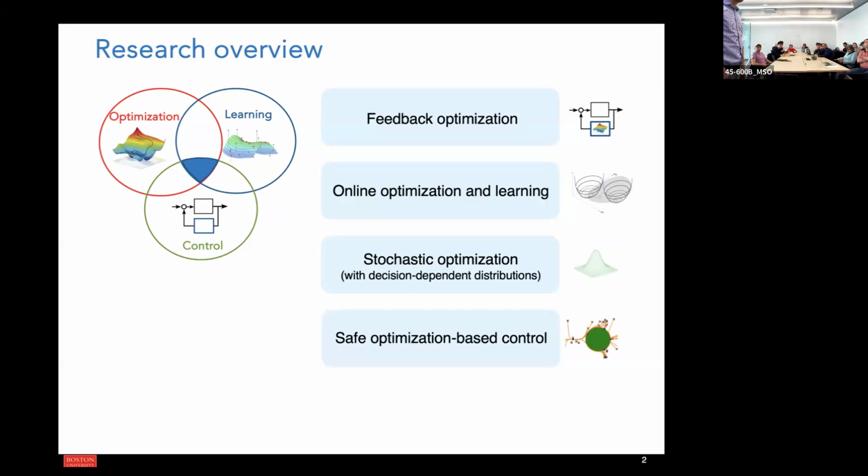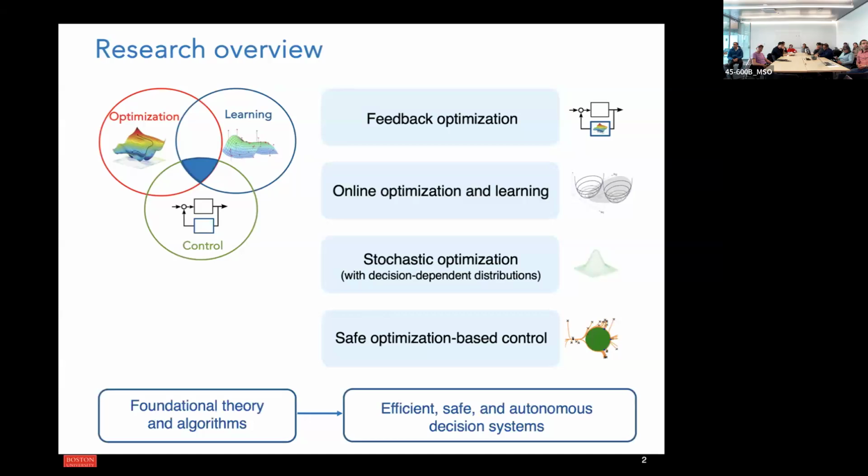So right now we're working on 4 main topics: feedback optimization, high-dimensional learning, stochastic optimization with a particular twist. We consider decision-dependent distributions, and recently we started a line of work on safe optimization-based control. And as you may imagine, the main objective is to develop foundational theory and algorithms that can eventually enable efficient, safe, and autonomous decision systems for infrastructures.